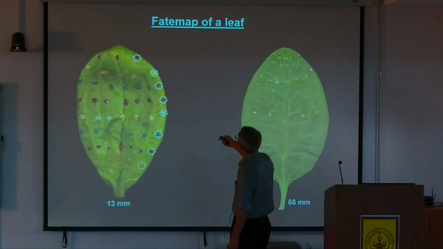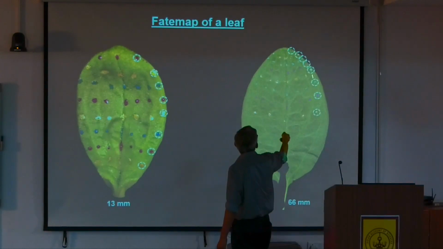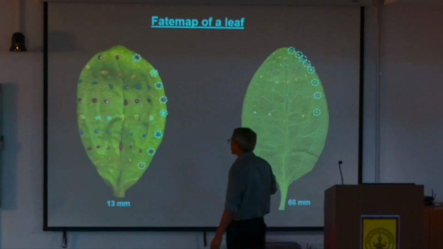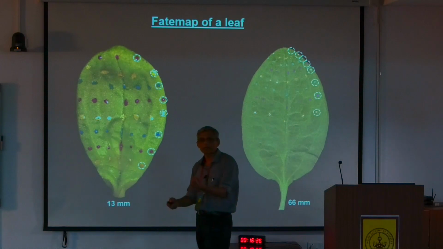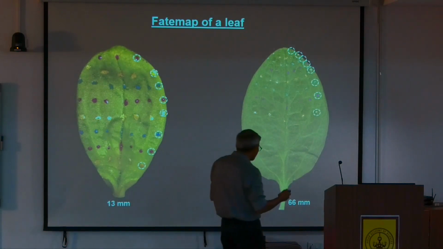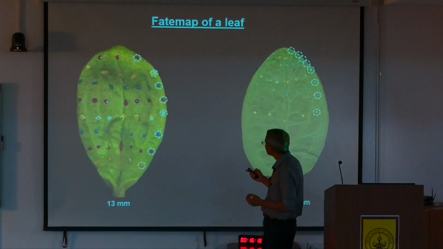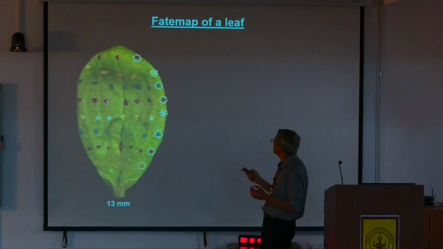So if I mark the dots here, from top to the bottom, the dots are only up to this. So where did this region come from? This region came from this small region at the base, which is the growing region. So what does it tell you? This simple experiment tells you that the leaves do not grow uniformly.